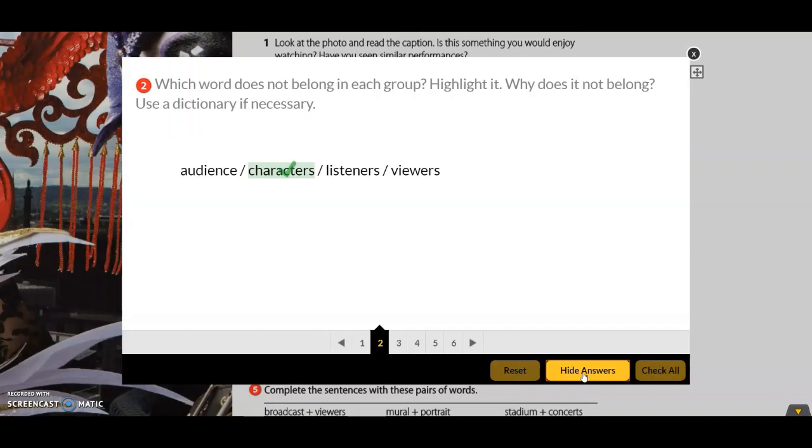Maybe it can be a TV program or a radio program, and these are words that are untouched too. So characters, we don't use characters in these types of places. Let's hide the answer. Let's go to number 3.